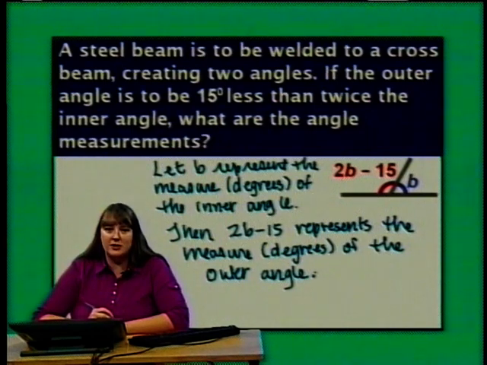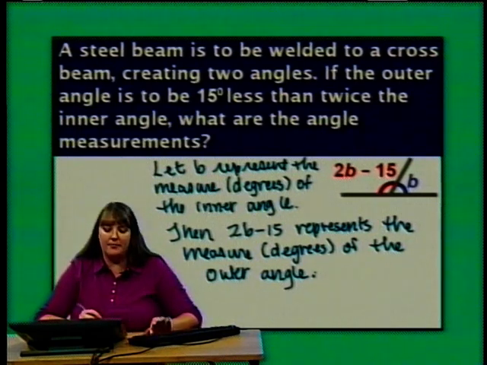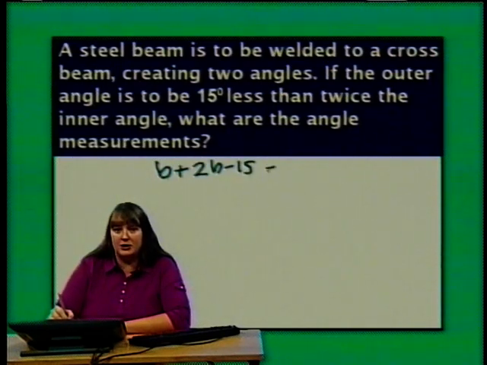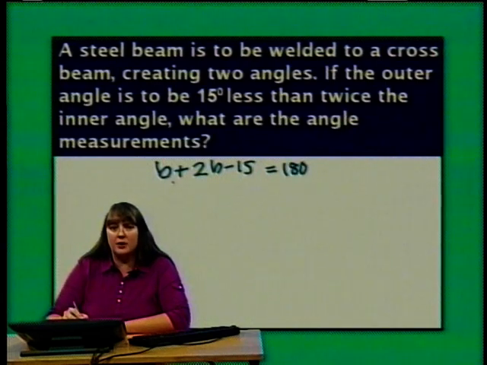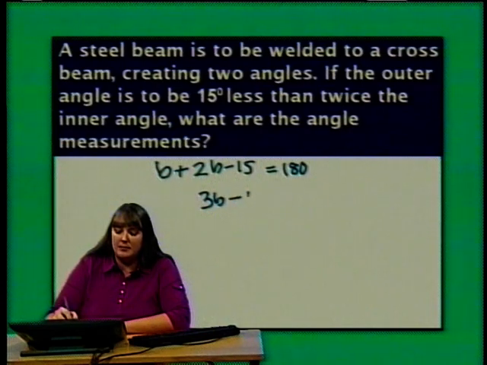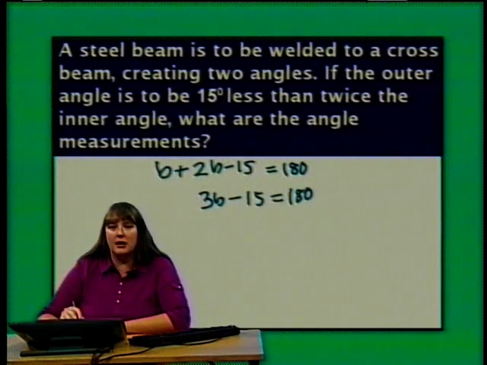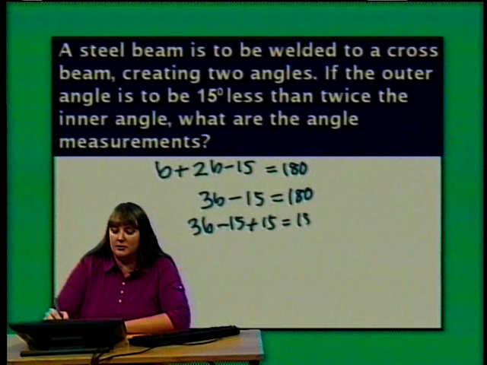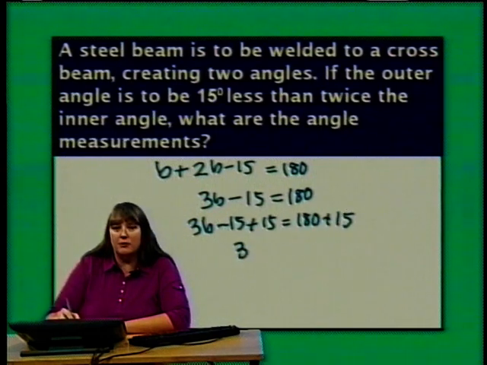Well, how am I going to write an equation to help me solve this problem? What I have to use is the fact that these two angles are supplementary angles. So the sum of the measures of these two angles should be 180 degrees. When I add b and 2b minus 15, I should get 180. Combining my like terms, b plus 2b is 3b, so 3b minus 15 equals 180. Now if I add 15 to both sides of the equation, that leaves me with 3b equals 195.